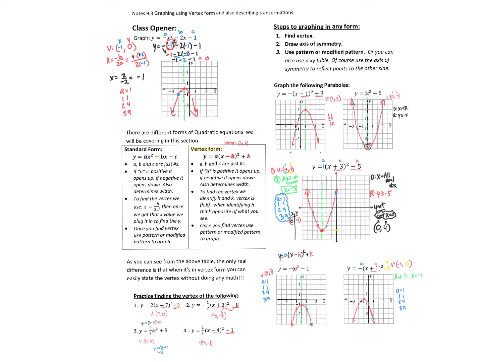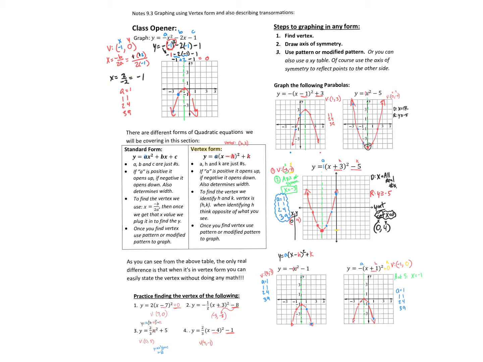Ladies and gentlemen, we are making a video to help you understand transformations, right? In section 9.3, we learned about vertex form. We learned that the vertex is the (h, k) value. You think opposite on h, you take k for what it is. We already know how the a value works because we've been dealing with that a value since the beginning.